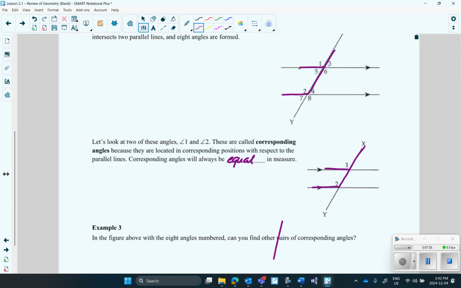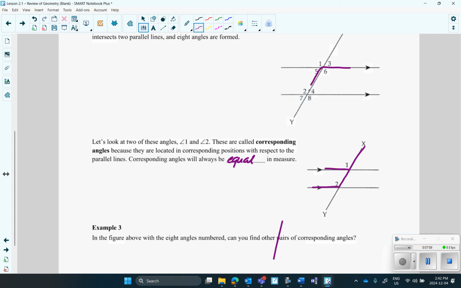Well, I already did those. Give me another pair. Like we already did that one, 1 and 2. Not 1 and 3. Come on, you guys. They form an F. Yeah. Look for an F.